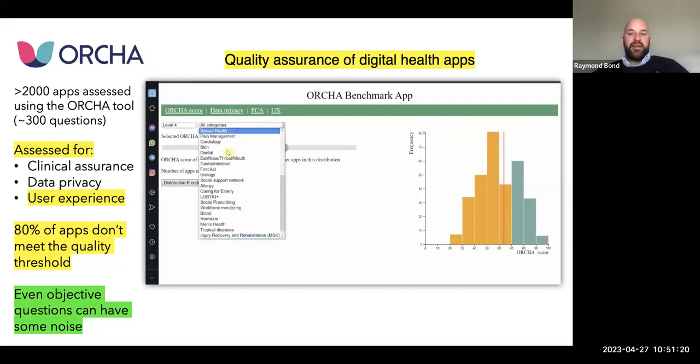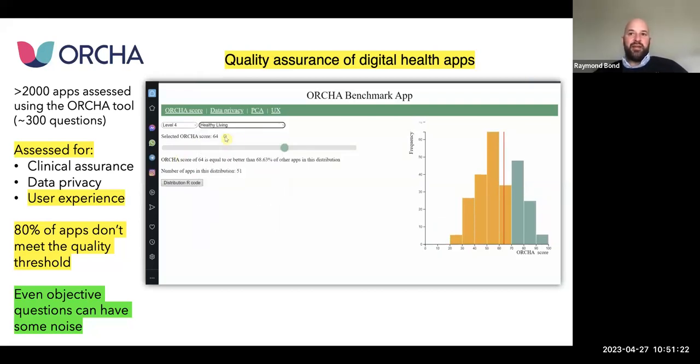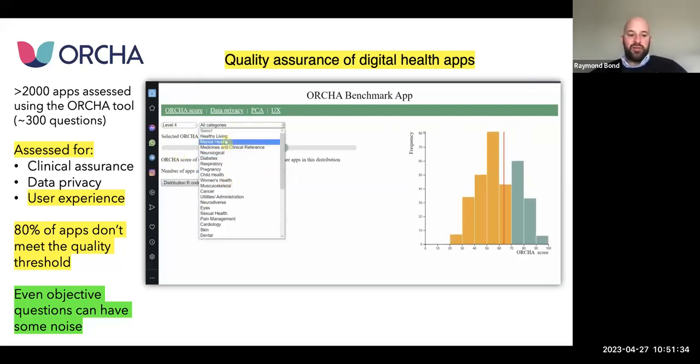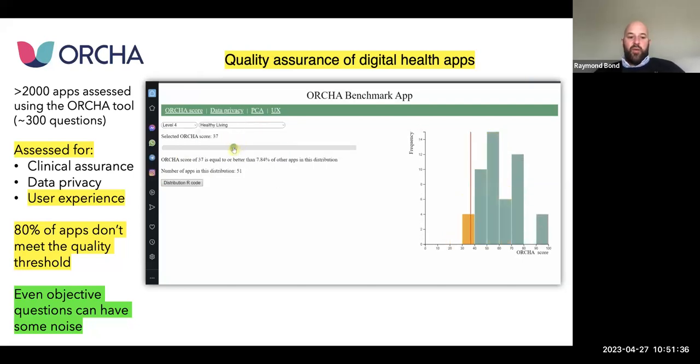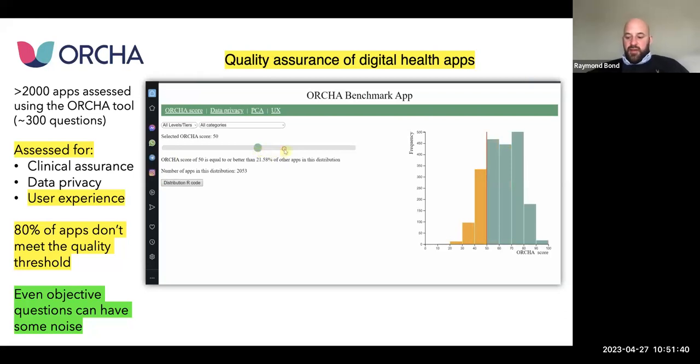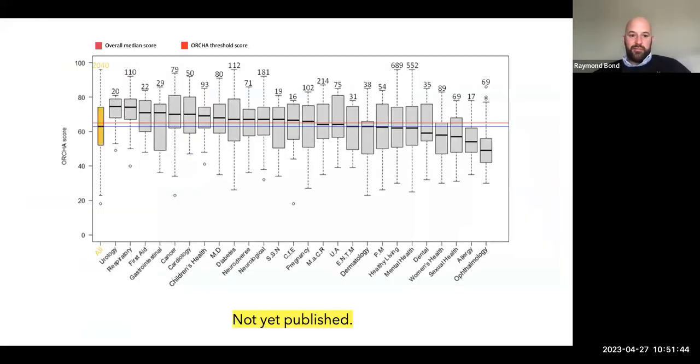The result is that healthcare professionals can then recommend and prescribe those health apps with confidence, knowing that they have been assessed and quality assured. And this is really important because 80% of health apps don't actually meet the ORCA quality threshold, which is alarming, but also justifies the case for having an approval process like ORCA.